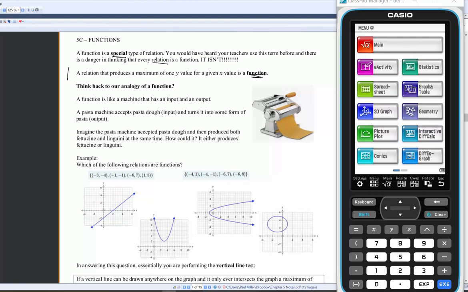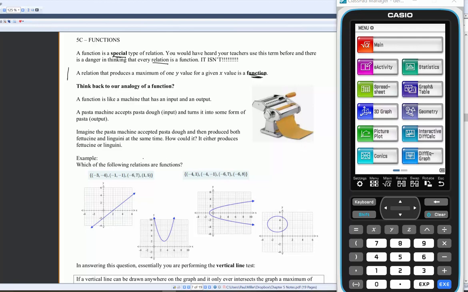So again, a function is like a machine that has an input and an output. In a pasta machine, you put in pasta dough and it puts out some form of pasta, tortellini or whatever. Imagine the pasta machine accepted pasta dough and then produced both fettuccine and linguine at the same time. How could it? It either produces fettuccine or linguine, i.e. it can't produce two different things. So when I put one thing in, one thing comes out.